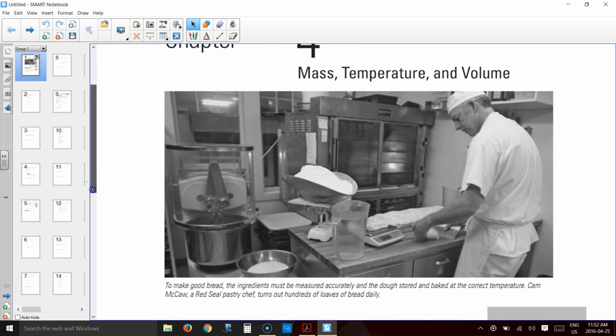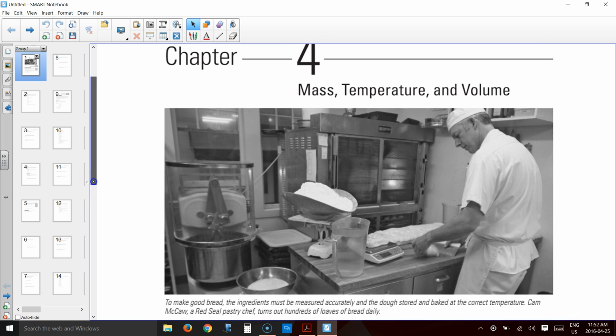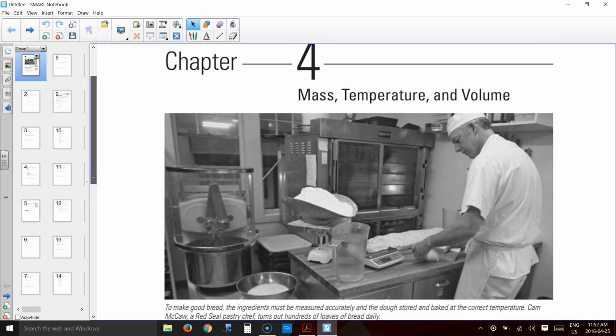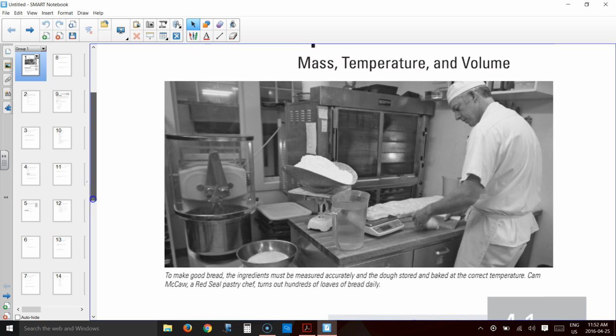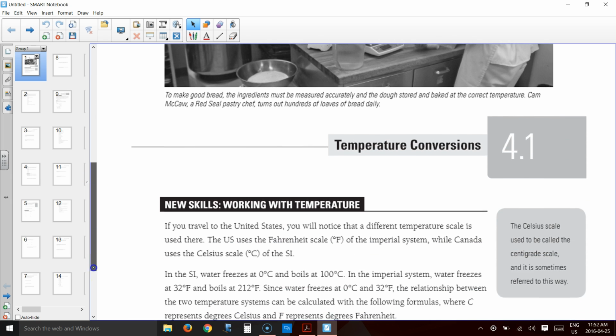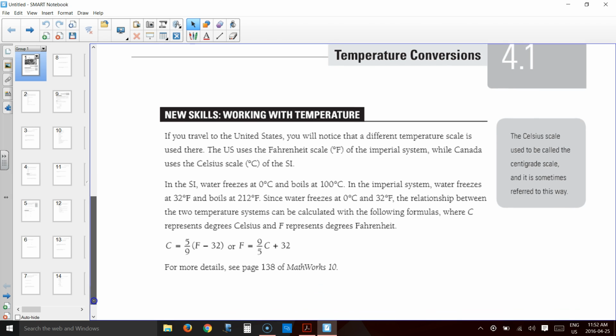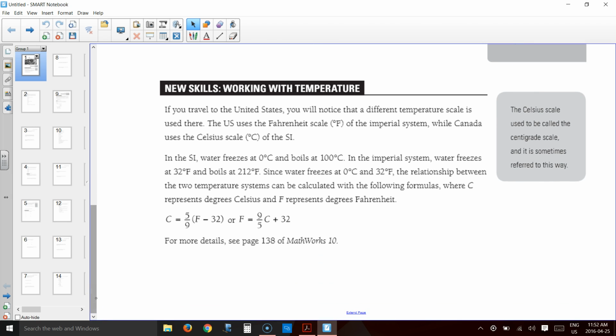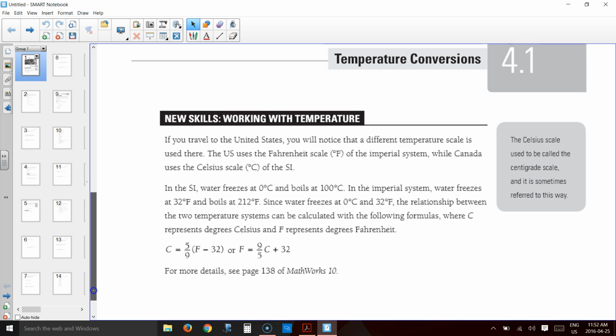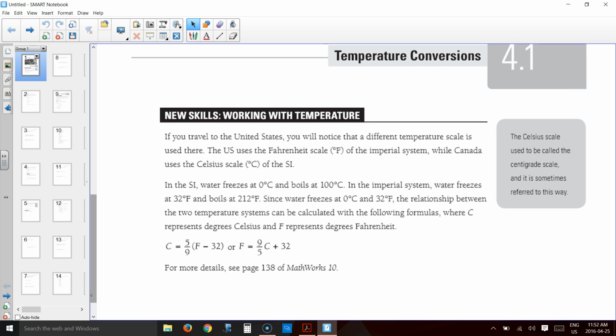We're into chapter 4 now. We're dealing with mass, temperature, and volume. Now, you guys already did a little bit of volume in chapter 3, right? Okay. But we're taking it further. This chapter starts out right off the bat, and it's very formula-based, okay? And again, these formulas aren't things that you have to memorize. You'll be provided with these formulas on the final exam and also in my test.